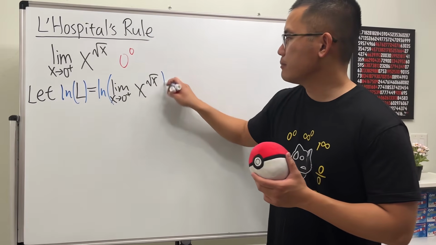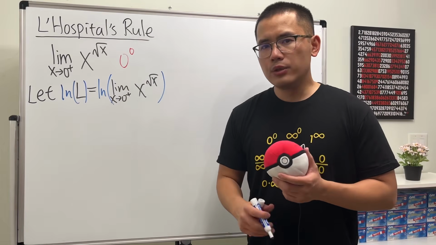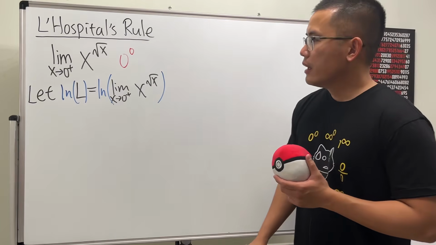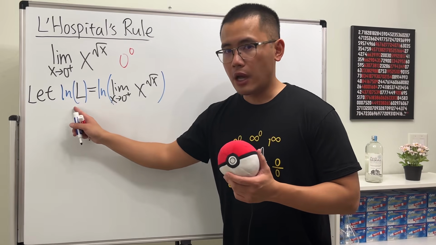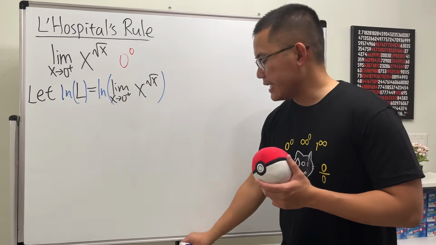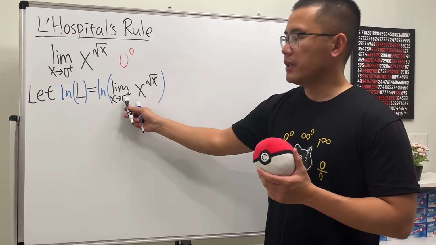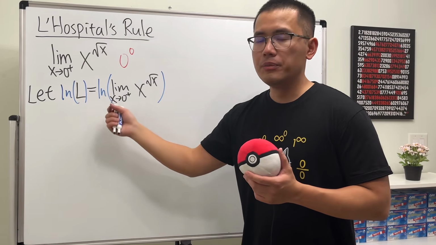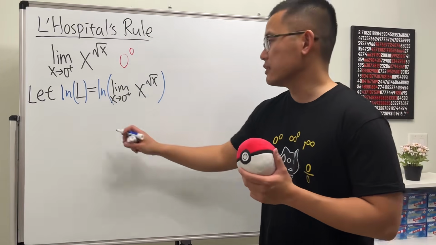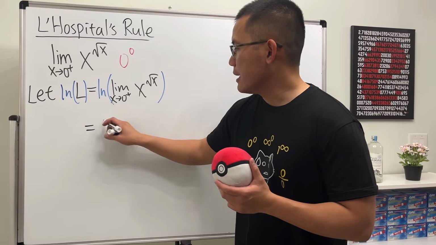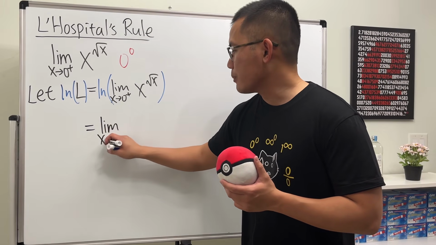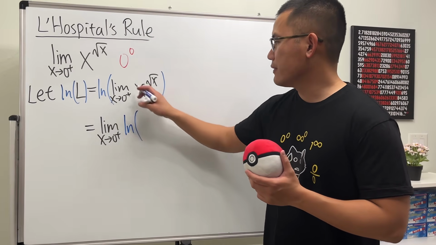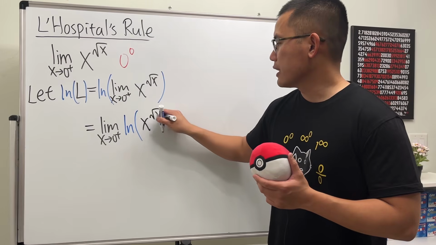Take the natural log on both sides. It's kind of similar to logarithmic differentiation. You take the natural log on both sides first. So keep in mind the left hand side is ln L. And for the right hand side, we have the natural log of the limit. What we can do is switch the limit and the natural log, because natural log is a continuous function. That's a detail. So this right here is the same as the limit as x approaching 0 plus of the natural log of x to the square root of x power.